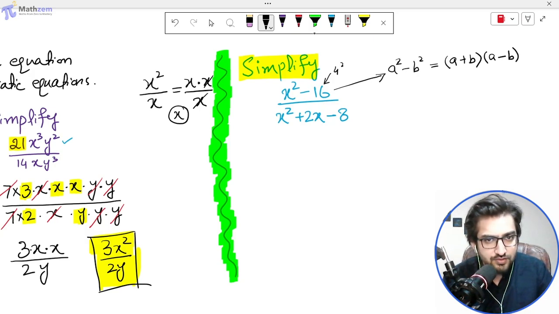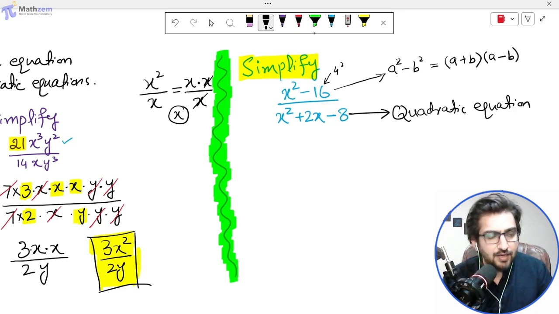And the part in the denominator is a quadratic equation. I explained three methods: factorization, quadratic formula, and completing the square. Three methods, so you can apply any of them. So let's solve the question.